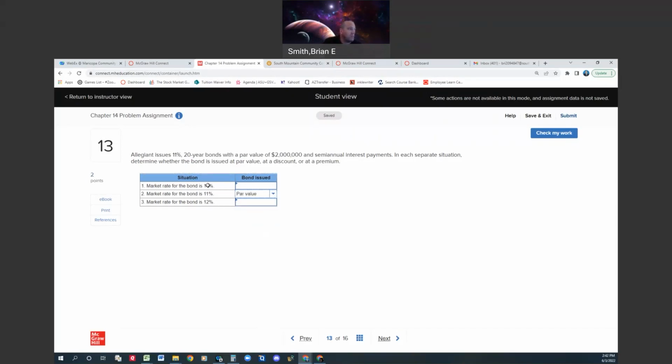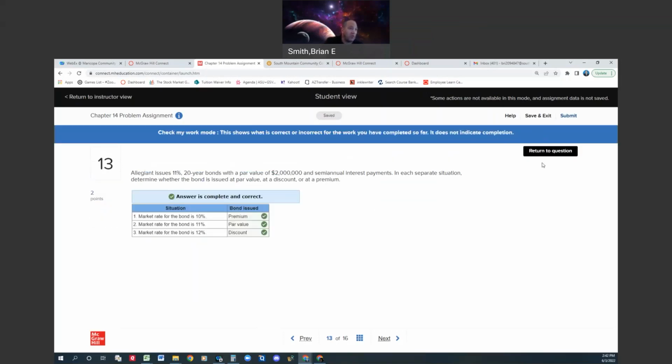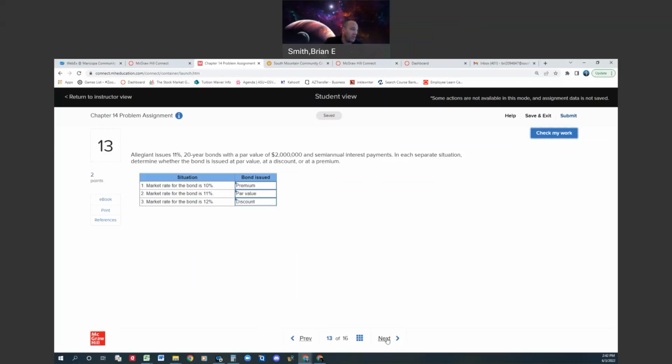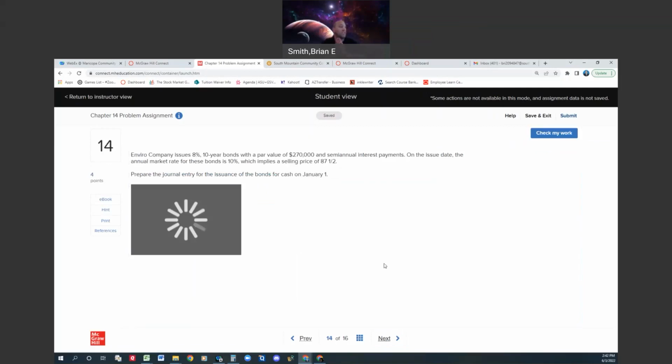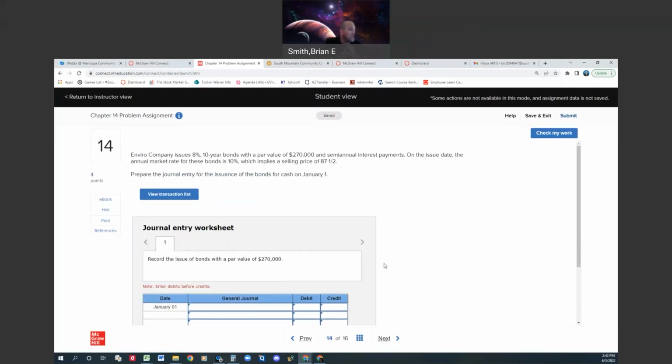When the market rate is 10% and ours is 11%, we're going to do that as a premium because everyone's going to want ours and no one else's. But when we're issuing it at 11 and everyone else can get it at 12%, we have to issue it at a discount. I hope you guys understand that concept. If you don't, think about that and come talk to me or talk to your professor, whoever is watching this.